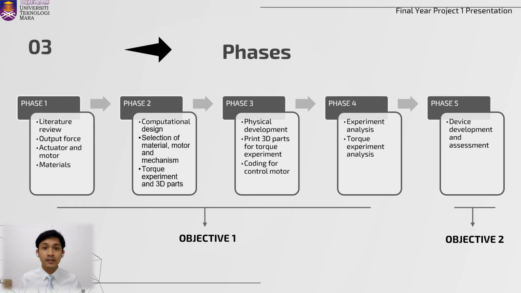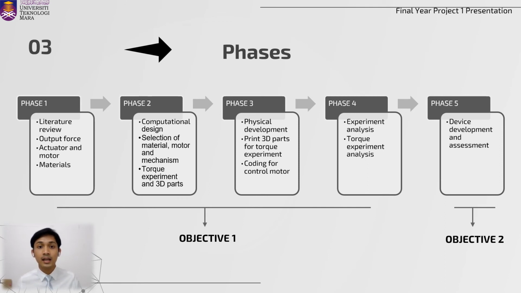There are 5 total phases in my study. The first phase starts with a literature review on existing finger exoskeletons. Based on the previous studies, the output force, actuator, motor, and material to use in the study are known. In phase 2, I have selected the Pololu DC motor and Maxon DC motor for torque analysis, PLA plastic material for developing the finger exoskeleton, and linkage type force transmission for the mechanism.